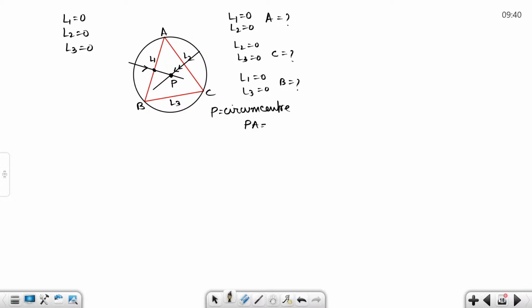And that will become the circumradius of the circle. Yes or no? So now you know the center of the circumcircle as well as its radius. So simply by using the center-radius form, you can find out the equation of the circle. Am I correct or not? This is the basic method we all used to follow.